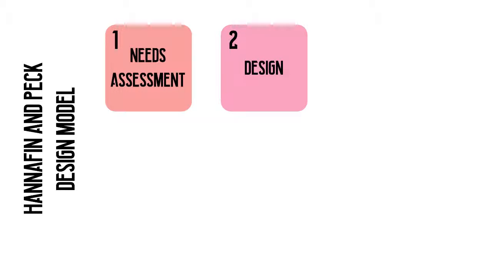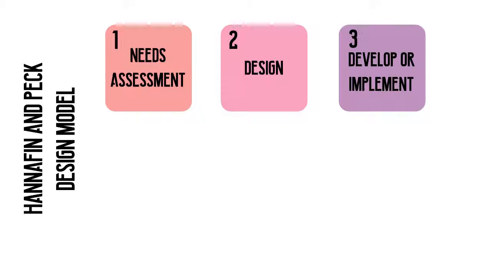Okay, we're about to start our tutorial for today. Our tutorial for today is about the Hannafin and Peck design model. The Hannafin and Peck design model is another simple ID model that consists of only three phases, namely needs assessment, design, and develop and implement, as shown in the figure.